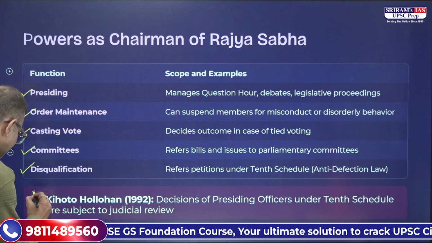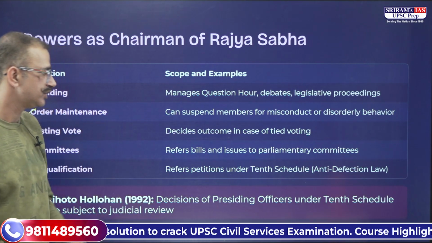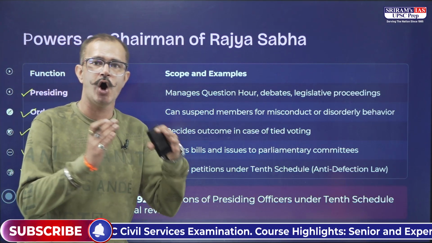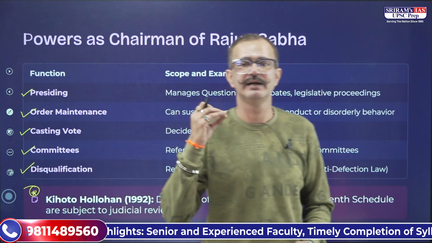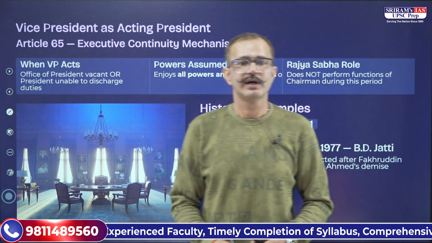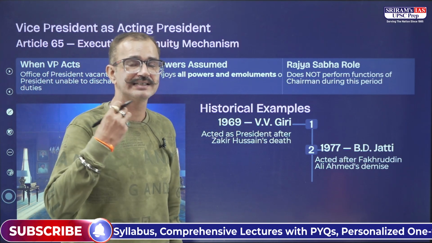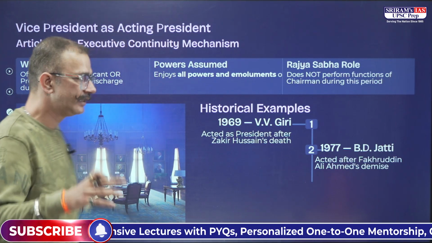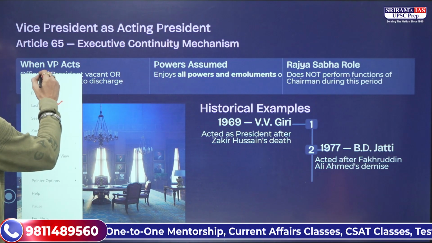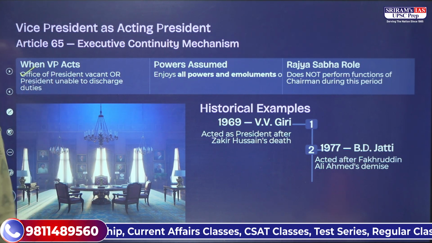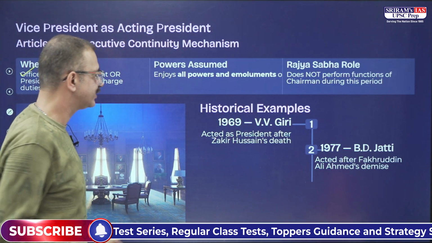However, please remember, there is a landmark judgment, Kihoto Hollohan, in 1992, where it was laid down that the decisions of the presiding officer, that is the speaker or the chairman, under the 10th Schedule are subject to judicial review. Alright, now he acts as the acting president when there is a vacancy in the office of the President of India, or when the President is unable to discharge the duties. At that point of time, he will act as the President of India.